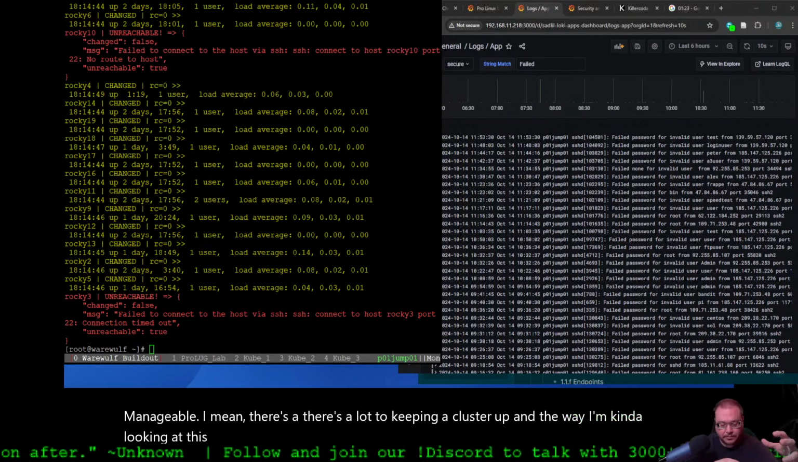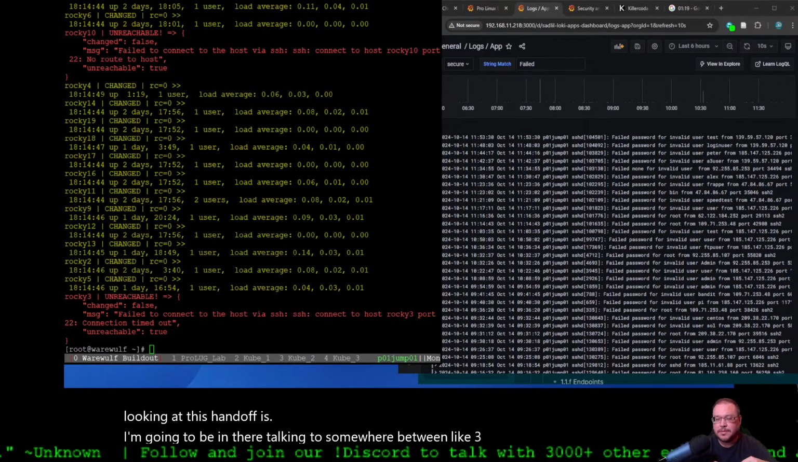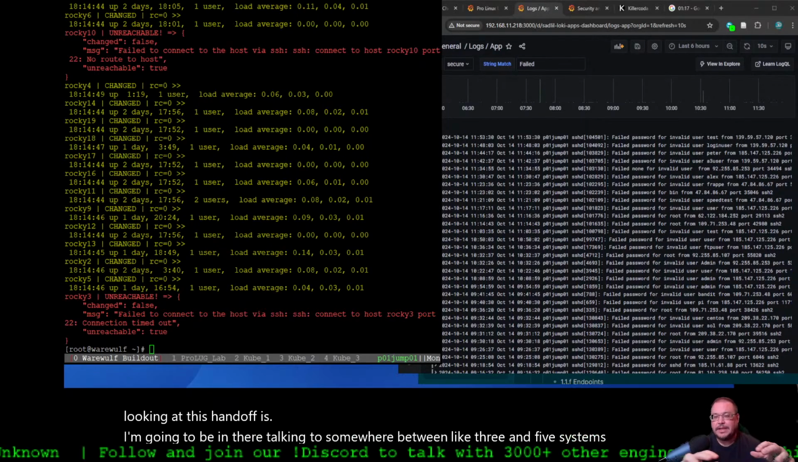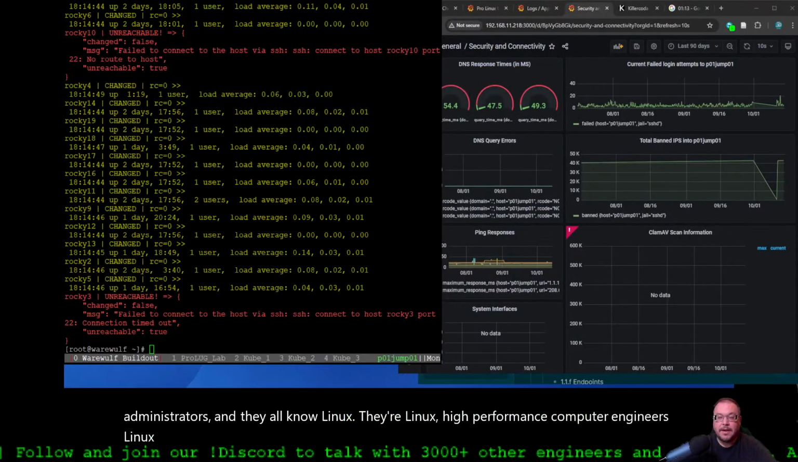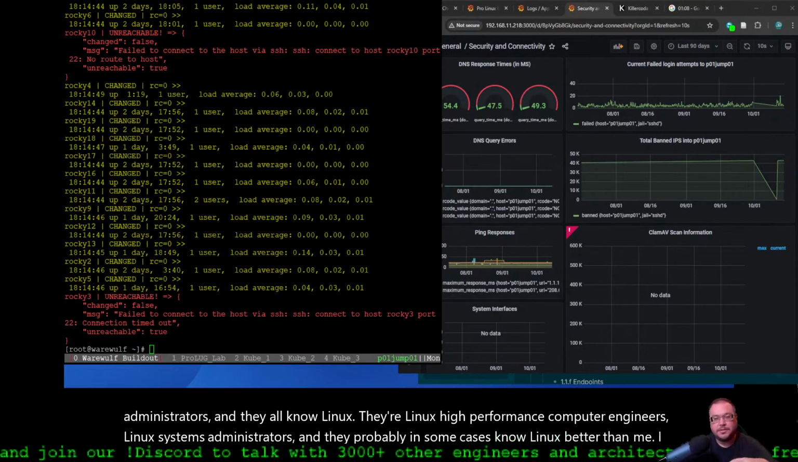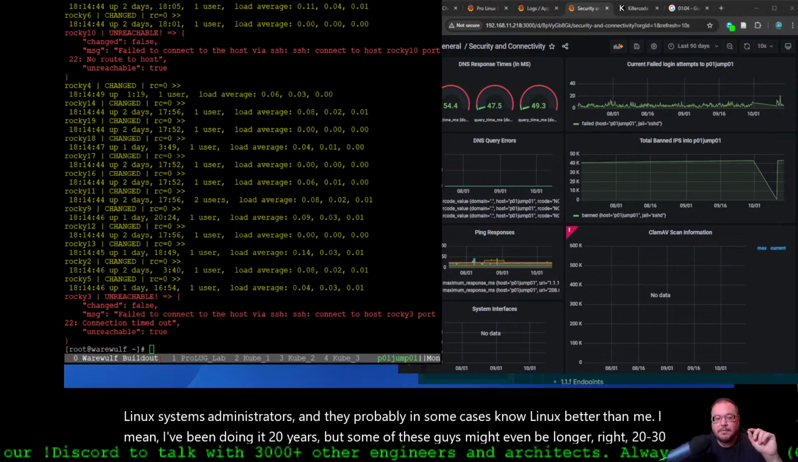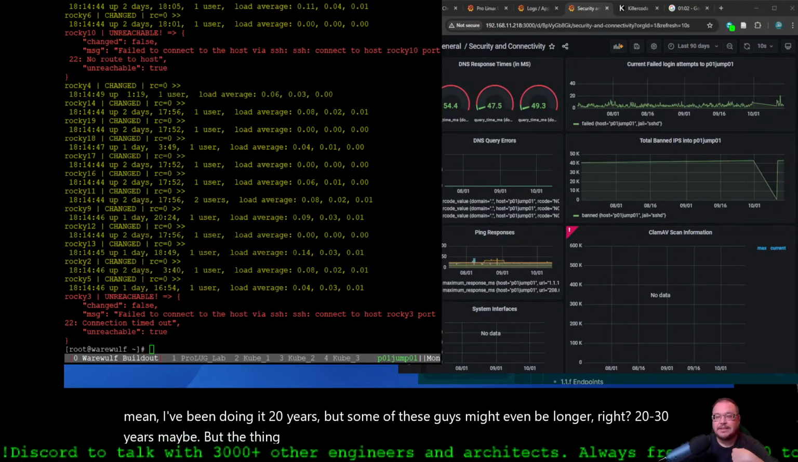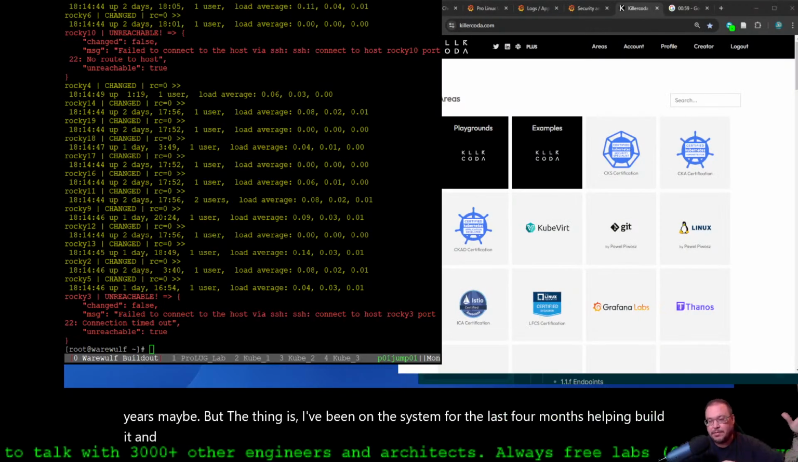There's a lot to keeping a cluster up, and the way I'm looking at this handoff is I'm going to be talking to somewhere between 3 and 5 systems administrators, and they all know Linux. They're Linux high performance compute engineers, Linux systems administrators, and in some cases they probably know Linux better than me. I've been doing it 20 years, but some of these guys might be longer, 20, 30 years maybe. But I've been on the system for the last 4 months helping build it, and other guys on my team have been building it even longer.